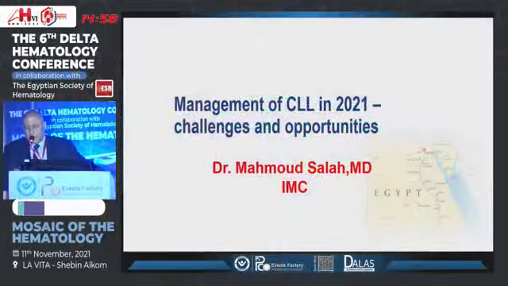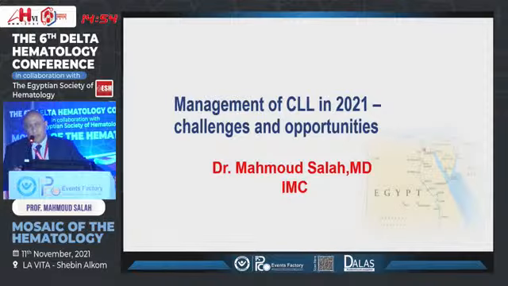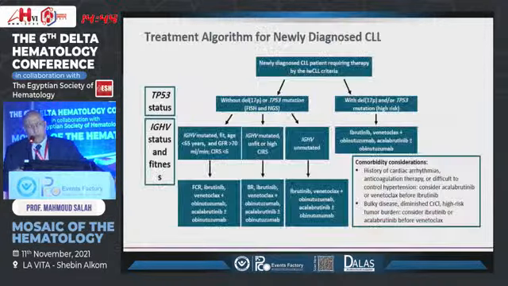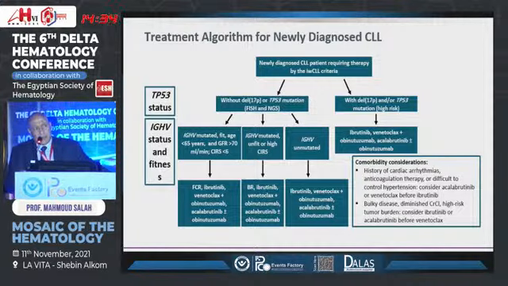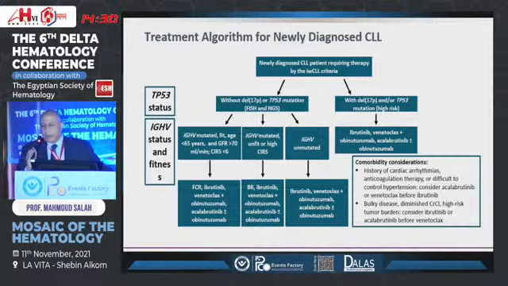My talk today will be focused on the frontline management of CLL. As you all know, CLL is one of the most common lymphoid malignancies. It's originally a disease of the elderly, and more than 60 to 70% of patients are above the age of 65 and present with different comorbidities. Actually, I will start the talk with this algorithm.